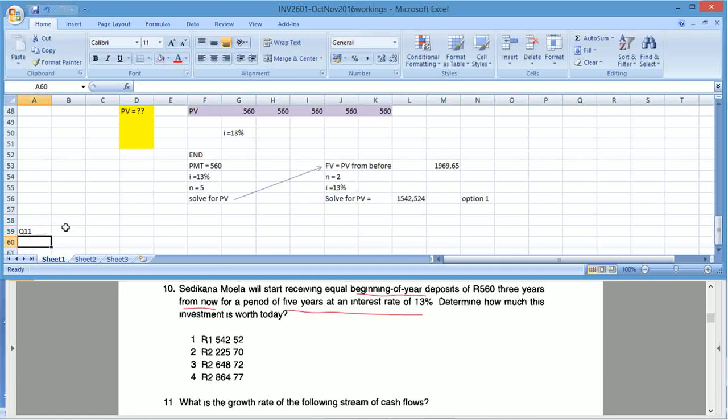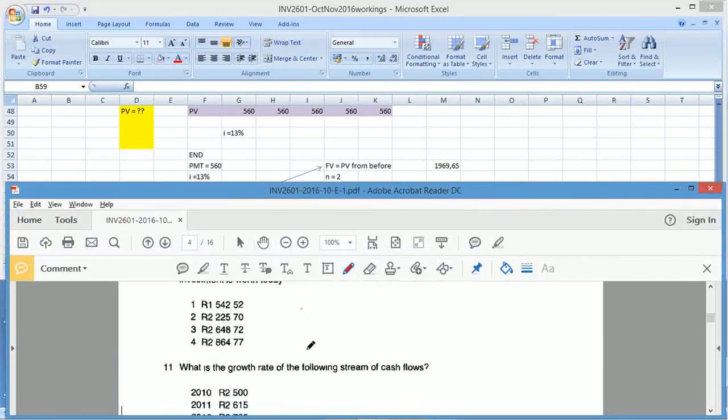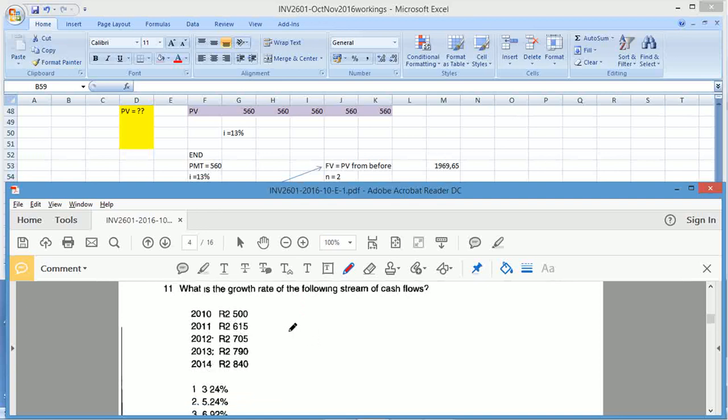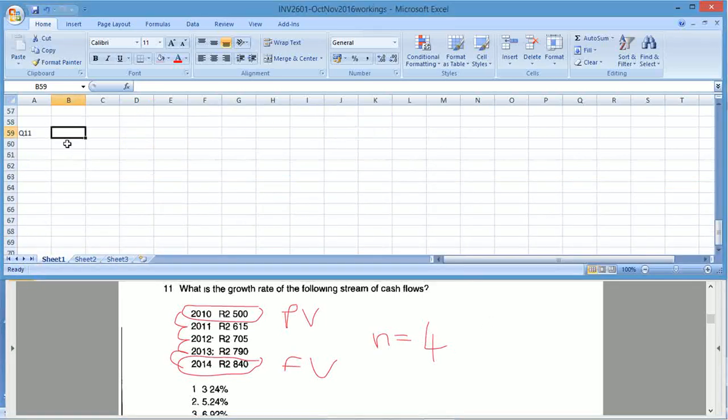Great, let's look at another question. Question 11. Question 11 says, what is the growth rate of the funding stream of cash flows? Okay, so growth rate, that's your PV, that's your FV. How many years? 1, 2, 3, 4 years. Solve for the I. Let's put that in. 4 years, PV equals negative, FV equals 2840. Solve for I percentage.